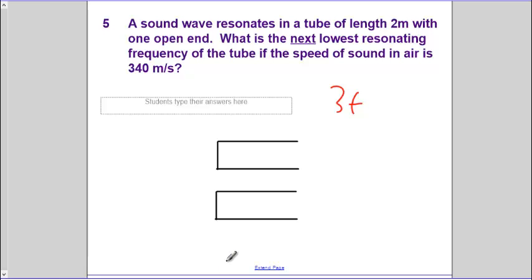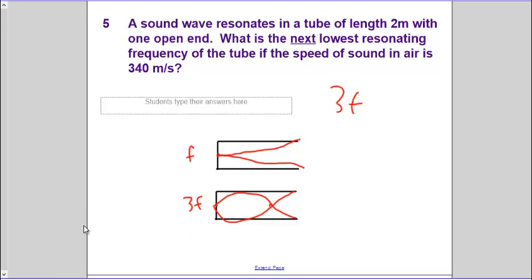So again, let's get back in gear here. This is the fundamental frequency. The next frequency that it will resonate at will look like that. If this is F, this is 3F, and again 5F, and so on.